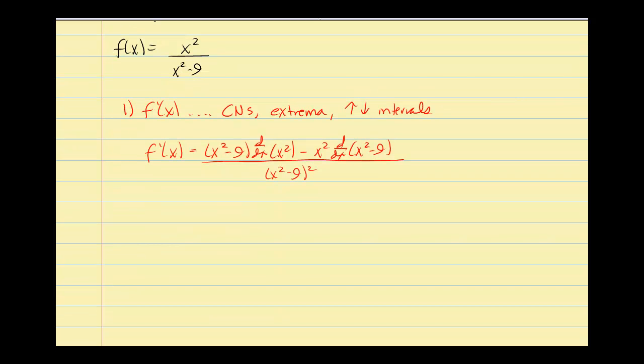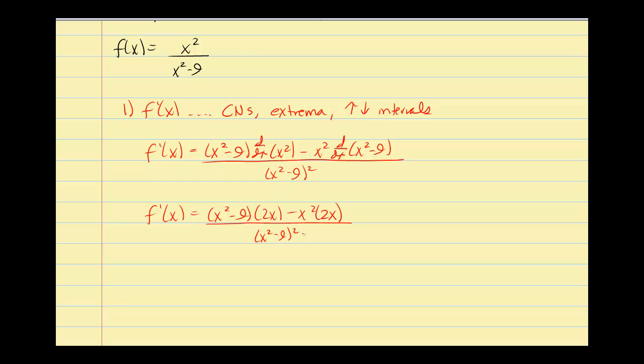Now we want to look at this function in terms of setting it equal to 0 and determining where it's undefined, so we definitely need to take this derivative and simplify it. So I have my x squared minus 9. The derivative of x squared minus 9 is 2x. The derivative of 9 is 0, it's a constant. So I'm left with x squared minus 9 quantity squared in the denominator.